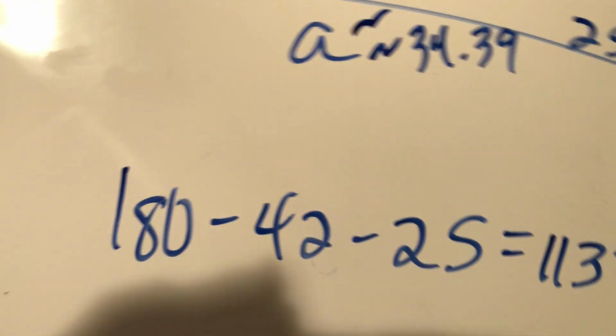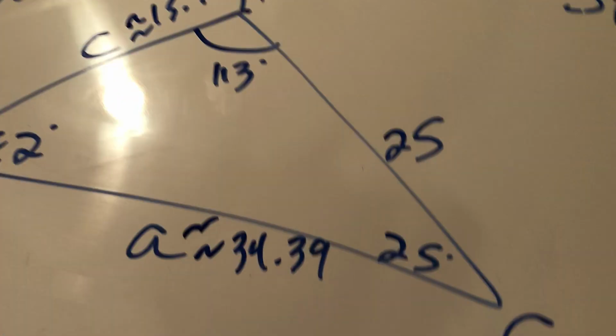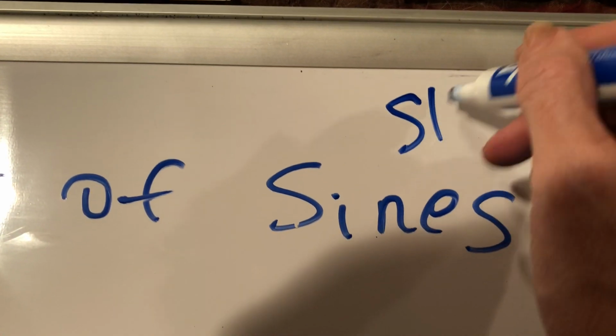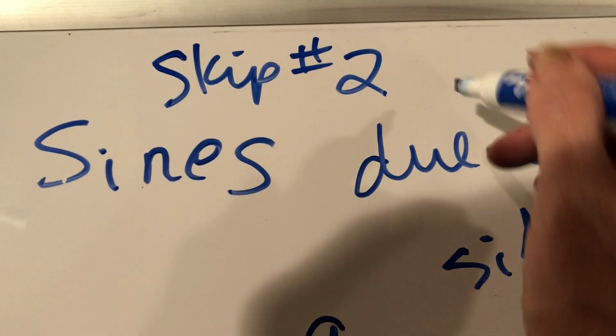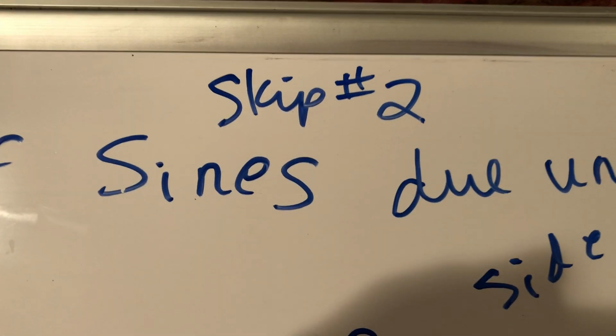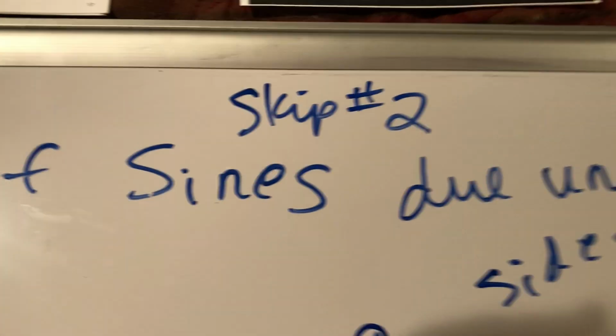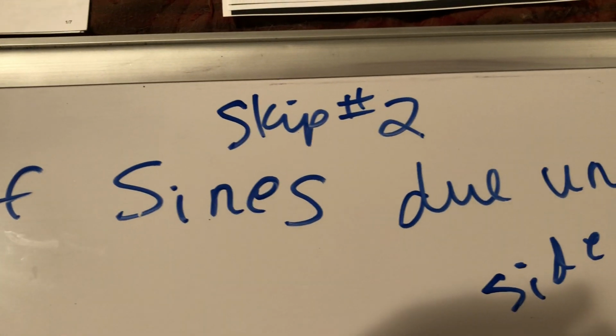And you'll do all of that on one problem. Then you're going to skip number 2. So I can't emphasize enough, skip number 2. It's the ambiguous case, and I don't want you to do it. Okay, so skip number 2. It's the only one that's the ambiguous case. Everything else is going to work out for you.